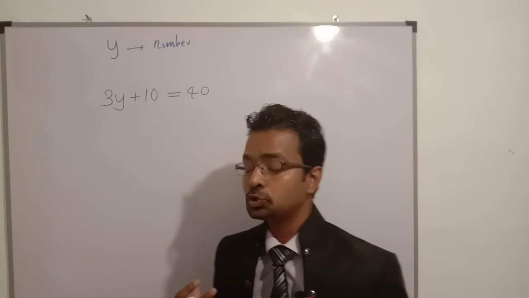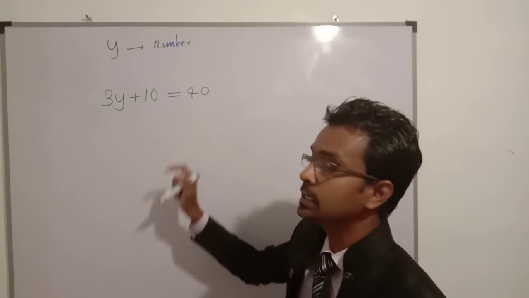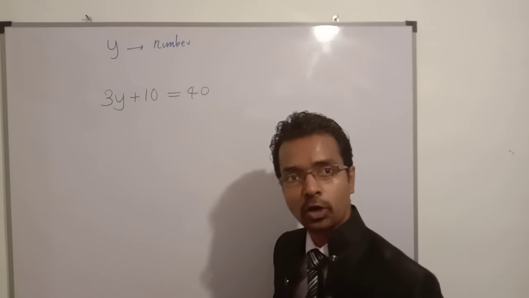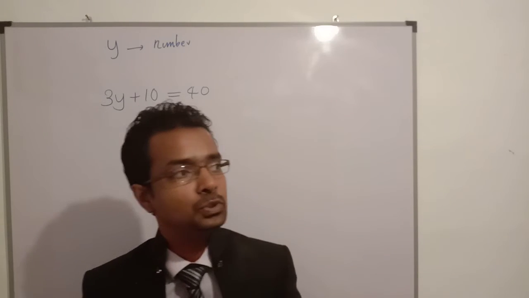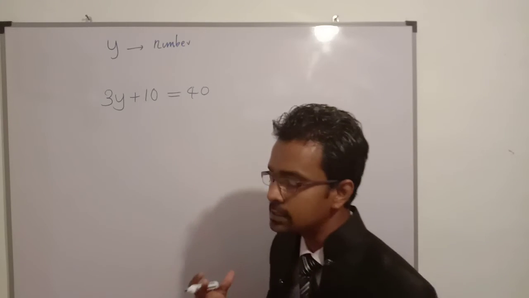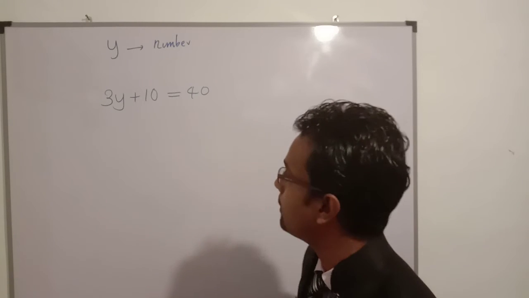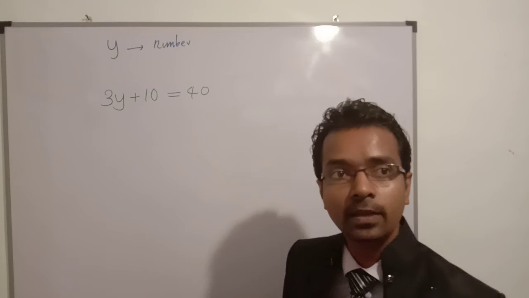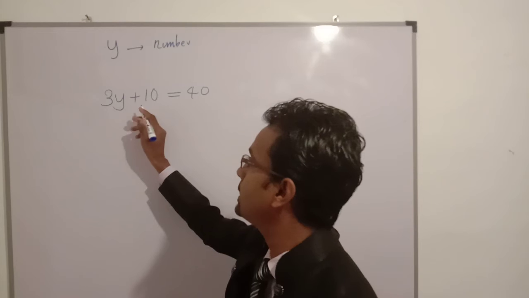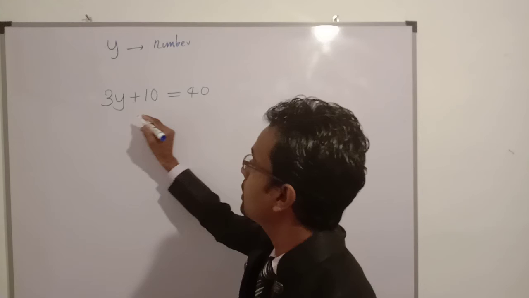The problem is that when 10 is added to thrice the number, the answer is 40. Here I am explaining how we construct a simple equation to solve a problem. Find the number. Let's take the number first as y, then 10 is added to thrice that one. The answer is given in the sum, it's 40. Now let's solve this one.